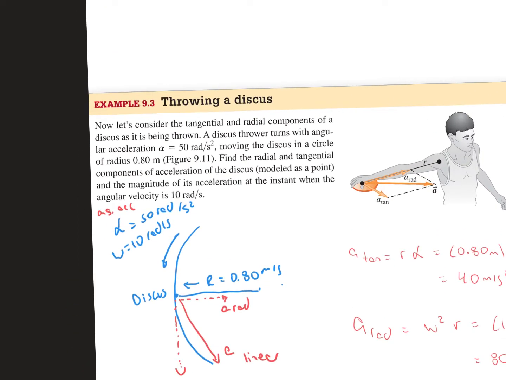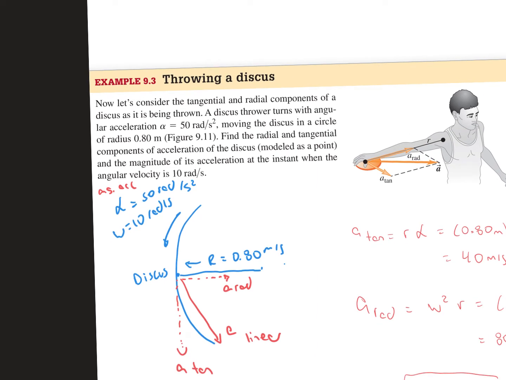So in this problem it says, let's consider the tangential or radial components of a discus as it is being thrown. A discus thrower turns with angular acceleration equals 50 radians per second squared, moving the discus in a circle of radius with a value of 0.80 meters. Now we're asked to find the radial and tangential components of acceleration of the discus and the magnitude of its acceleration at the instant when the angular velocity is 10 radians per second.